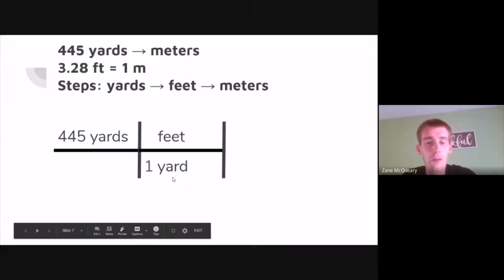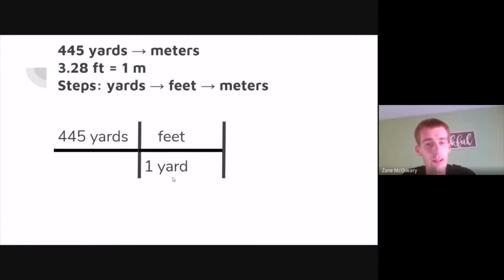And now we're going to fill in our conversion factor. So last time I checked, 1 yard is roughly equal to 3 feet. That's our conversion factor there. So if we're going to go ahead and simplify this, you know that our yards would cancel out, and we'd be left with feet.